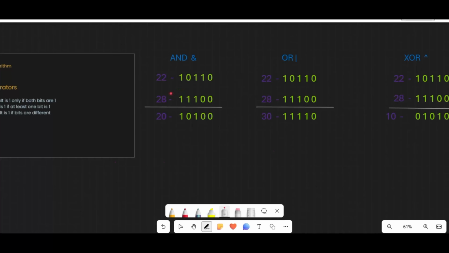We have 22 in binary form and 28 in binary form. We will perform the AND operation on these bits. So 0, 0 will be 0, 1, 0 will be 0. Why? Because we don't have 1 in both.